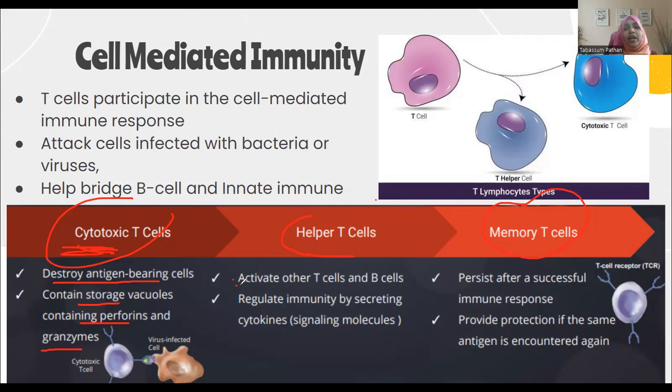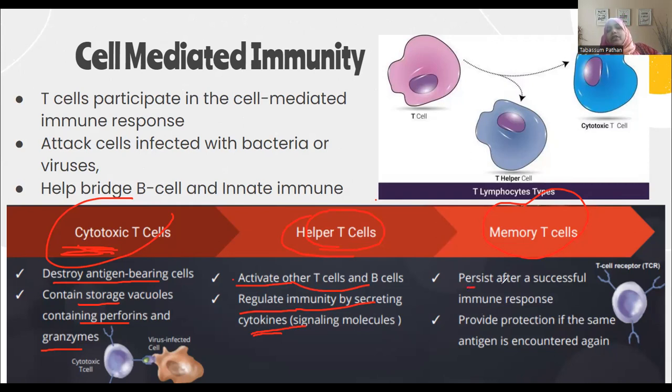Okay. Then helper cells will help in activating other T cells and other B cells. The name itself is telling you. It will activate the other cells in the immunity. It's like that soldier which is going to other soldiers and telling them to prepare for the fight. They will regulate the immunity by secreting cytokines. Remember in the first slide we saw the cytokine is a signaling molecule. So these helper cells will secrete signaling molecules and they will activate the other neighboring cells of the immune system to get activated for killing.